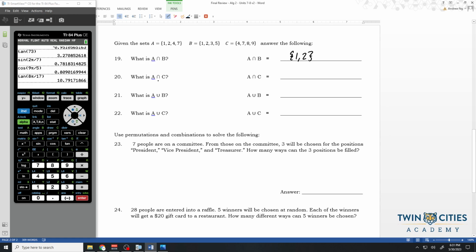What is A intersect C? So now I'm looking at A and C, and they both have a 4 and a 7. So this will be the set {4, 7}.